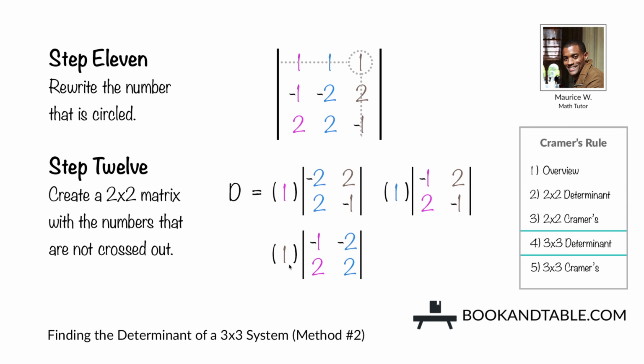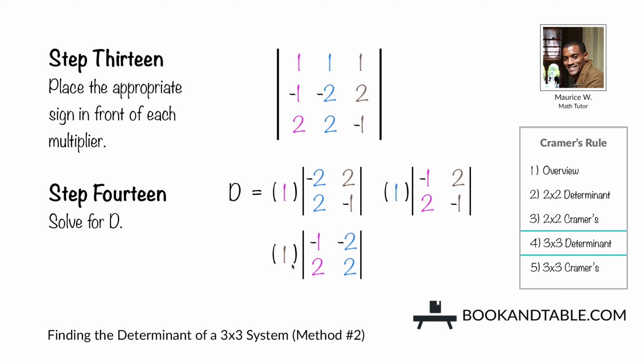And now step 12, create a 2x2 matrix with the numbers that are not crossed out. So that would give us a row of -1, -2, and a second row of 2, 2. So now we have 3 2x2s, each with a multiplier in front of it. So now we want to use a sign box to place the appropriate signs in front of each one.